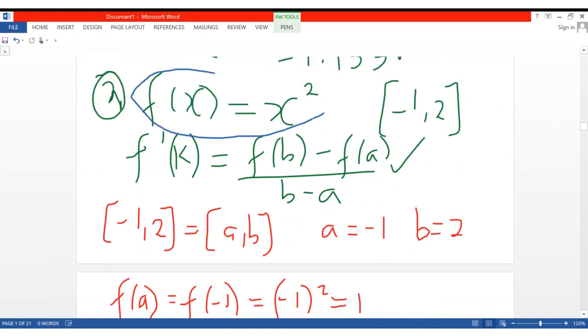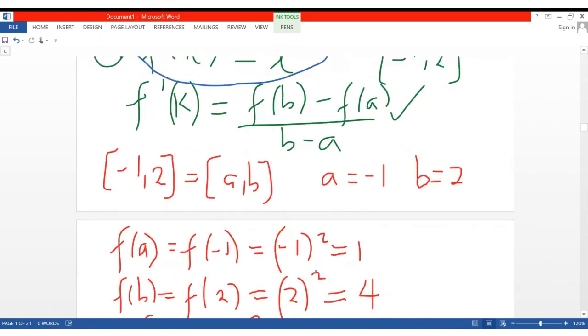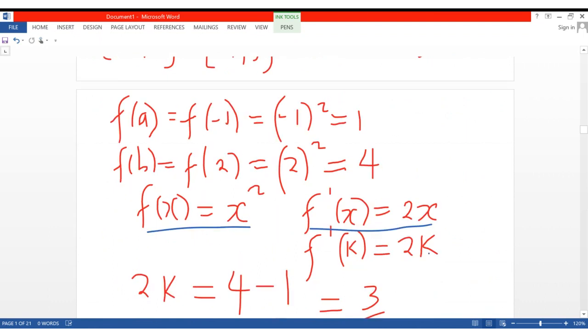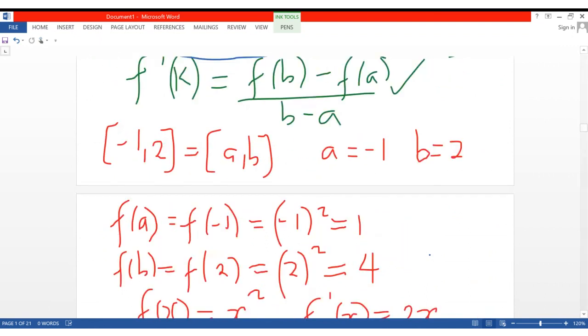Now the next thing is to find f prime of k. So how do you find f prime of k? First of all, you must be given f of x, which is x squared. So you differentiate once again, the same procedure. You differentiate once, you get 2x. Then to get f prime of k, where there's an x, you replace with k. I did that. Now the next step is to apply the formula. The formula is this one, our f prime of k, we have gotten as 2k.